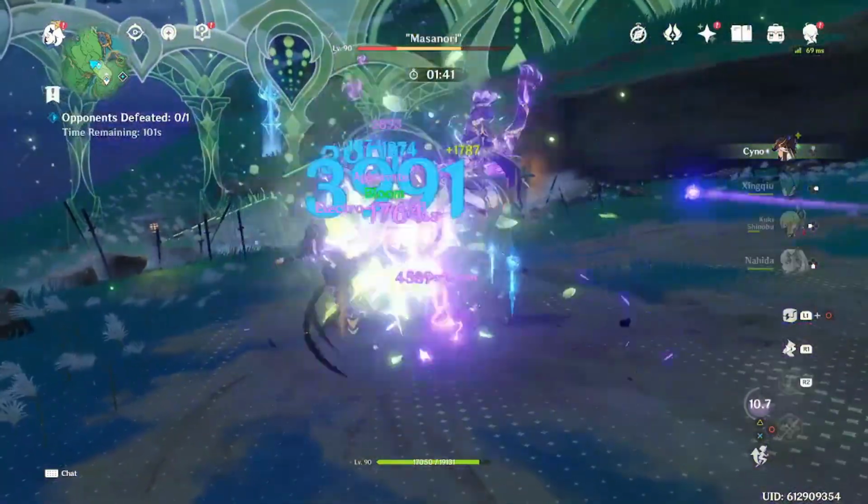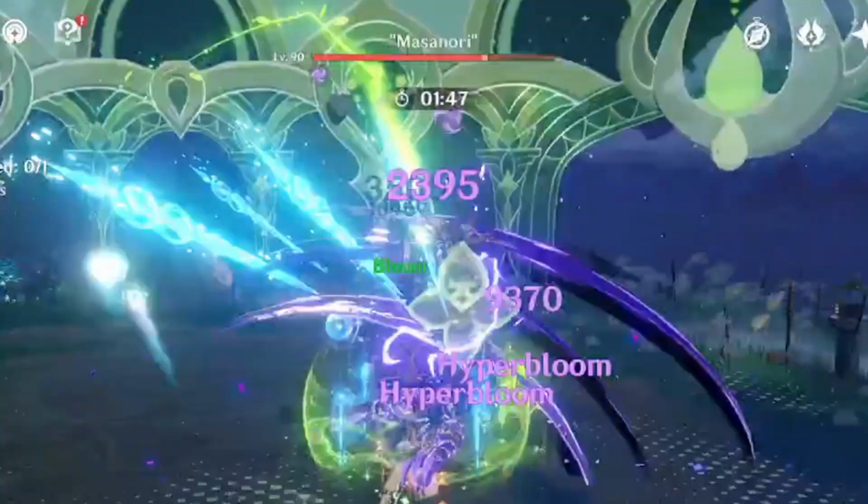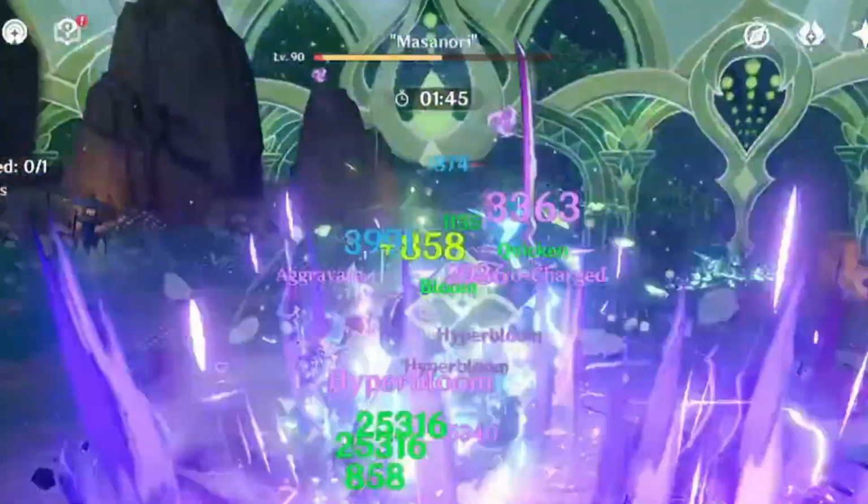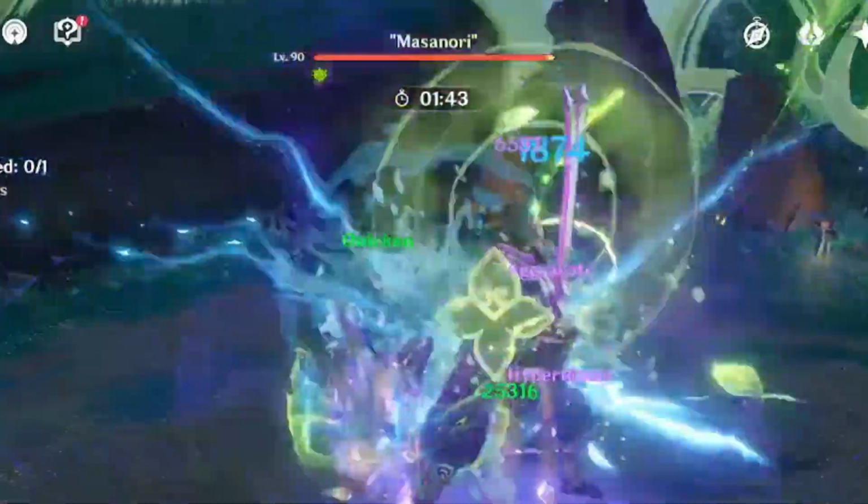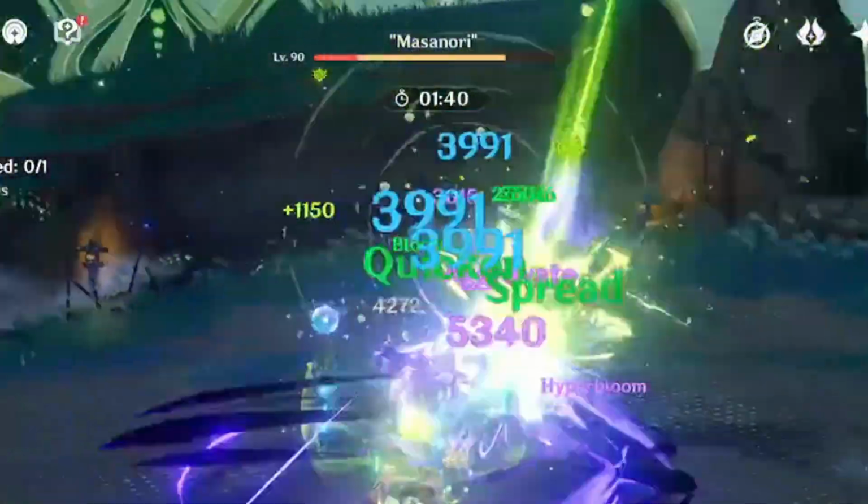But if you are using double Dendro, over a 3 NC rotation, you'll get on average about 11 Aggravates and 22 to 24 Hyperblooms. So with a C0 Cyno, in this team, Hyperbloom is about 60% of his damage.